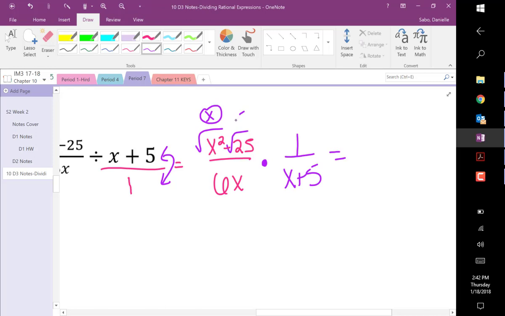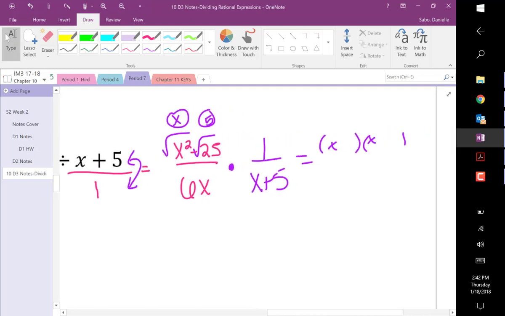Square root of 25? You got it. You can finish it. Yeah, you got it. Okay?